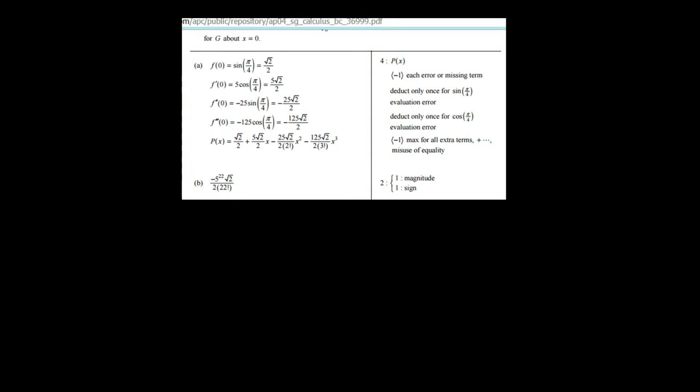So you can see here that 4 points were awarded for constructing p of x, and points were deducted each time a term was missing, or for an extra term, or a misuse of the subtraction sign.